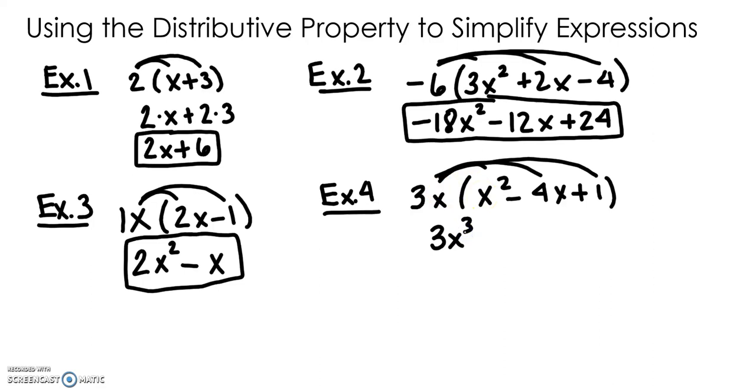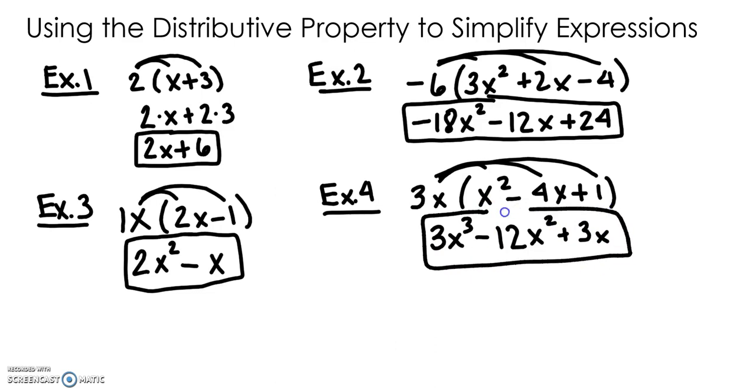So we have 3x to the third minus 12, 3 times negative 4. Then we have x times x, which is x squared. And then 3x times 1, which is simply 3x. So there's a little memory lane of how to multiply variables like that.